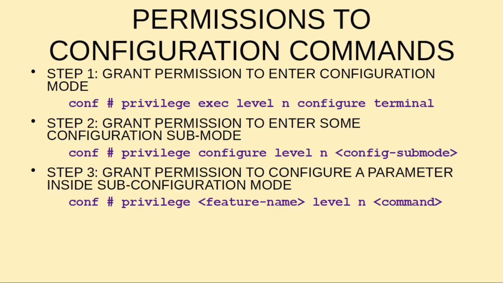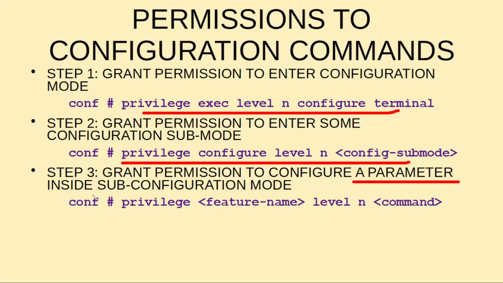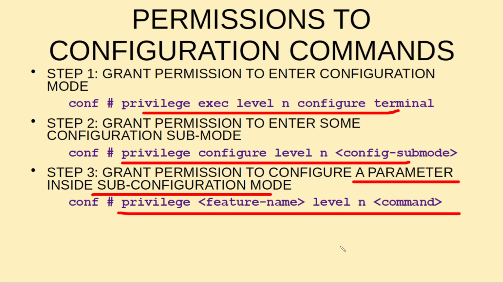So far, we have been talking about granting permissions to levels to operational commands, such as ping, clear, show, and so on. Now we're going to talk about how to grant permissions to configuration commands to levels. In this case, we have to go through three stages. Step number 1, granting permissions to the level to enter configuration mode with this command. Step number 2, granting permission to the level to enter some subconfiguration mode with this command. And step number 3, granting permission to a level to configure specific parameters in subconfiguration mode with this command. We're going to see an example now.